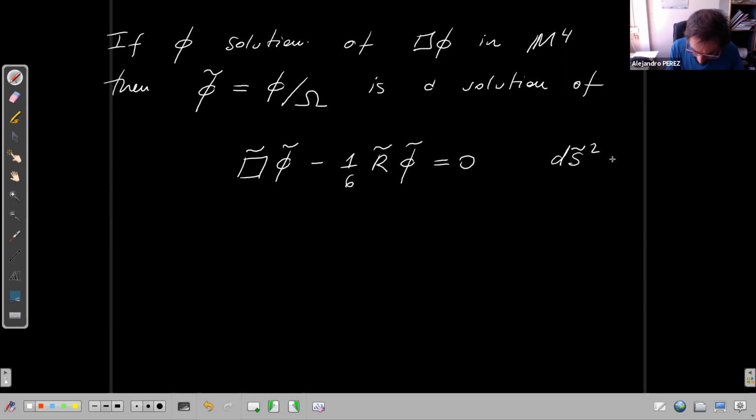So remember, we have this unphysical metric, the Einstein universe metric, which is related to the Minkowski metric by this conformal factor. Tildes mean that they correspond to quantities calculated in the background given by the Einstein universe, which is certainly not flat, and therefore there is this scalar curvature appearing here.